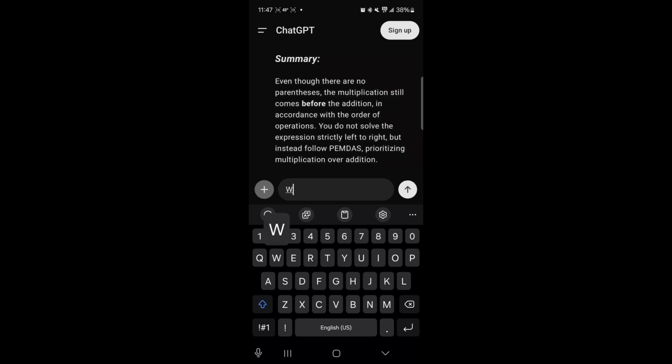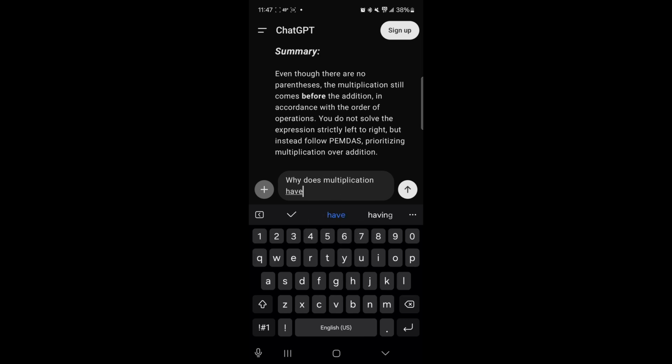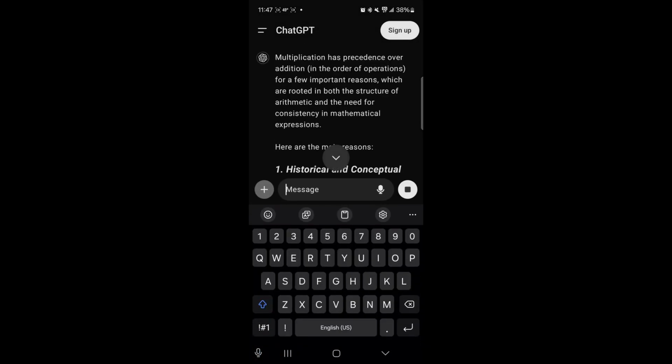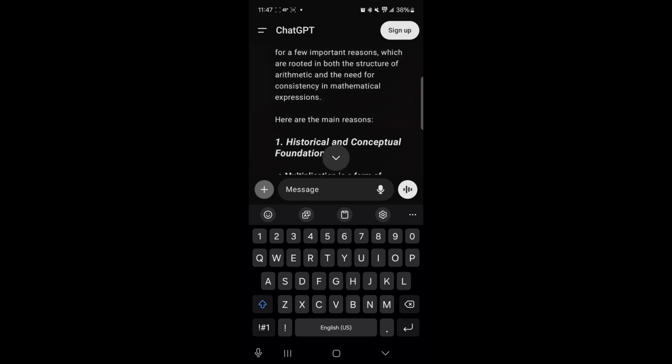And now I might want to ask the question, people will say, well, why does multiplication have precedence over addition? Why would that be? Well, that's a good time to ask. All right, it says multiplication has precedence over addition in the order of operations for a few important reasons, which are rooted in both the structure of arithmetic and the need for consistency in mathematical expressions.